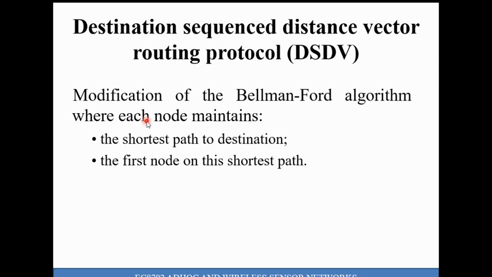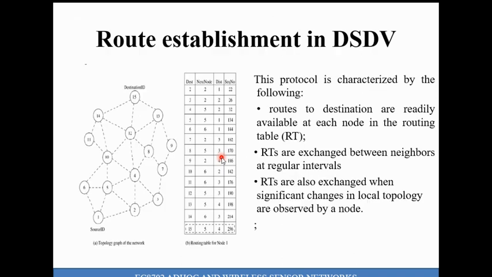In the Bellman-Ford algorithm, each node maintains the shortest path to the destination, as well as the first node on this shortest path. Here we modify it by including a sequence number, a new column called the sequence number, which helps to identify duplicate messages. Here I have shown the network. In that network, there are totally 15 nodes, numbered 1, 2, 3, 4, like that up to 15.